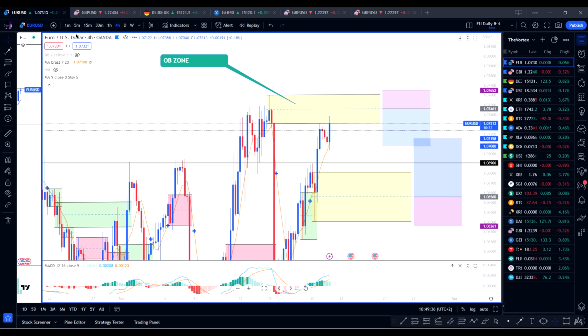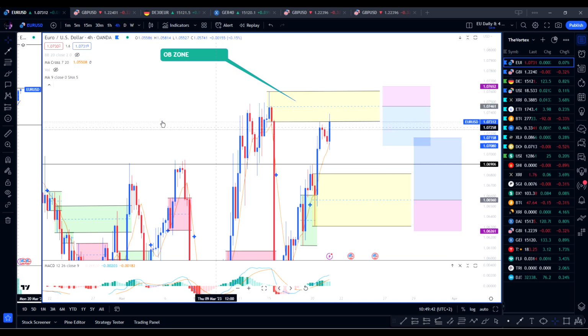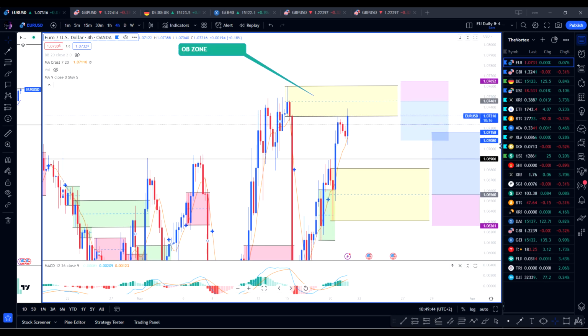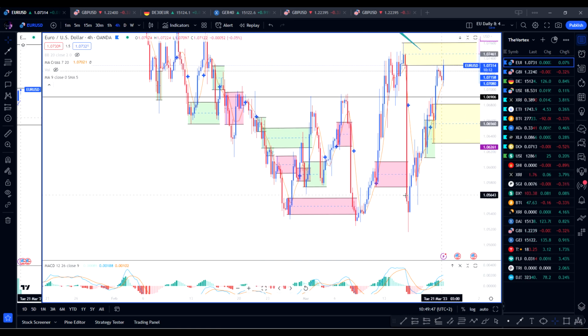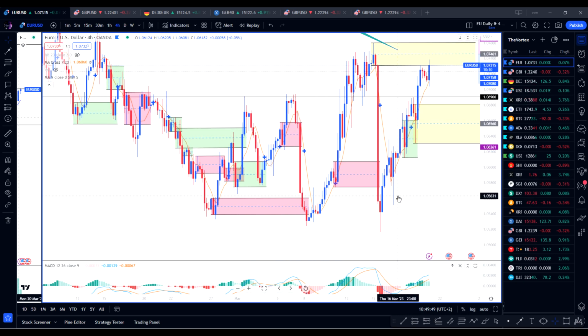All right, so Euro USD 4-hour time frame. The yellow areas indicate pending positions. The green areas indicate previous winning positions. The pink boxes indicate previous losing positions, right? We cannot only show our winners, guys. We have to show our losses as well.